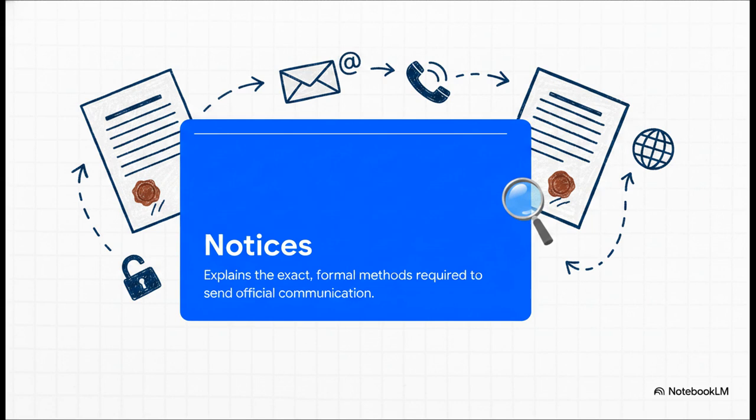Translation number 5 is notices. This clause is essentially your official communication rulebook. It explains exactly how formal communications, like, say, terminating the agreement, must be sent, to which specific address or email ID, and when it is legally treated as received.